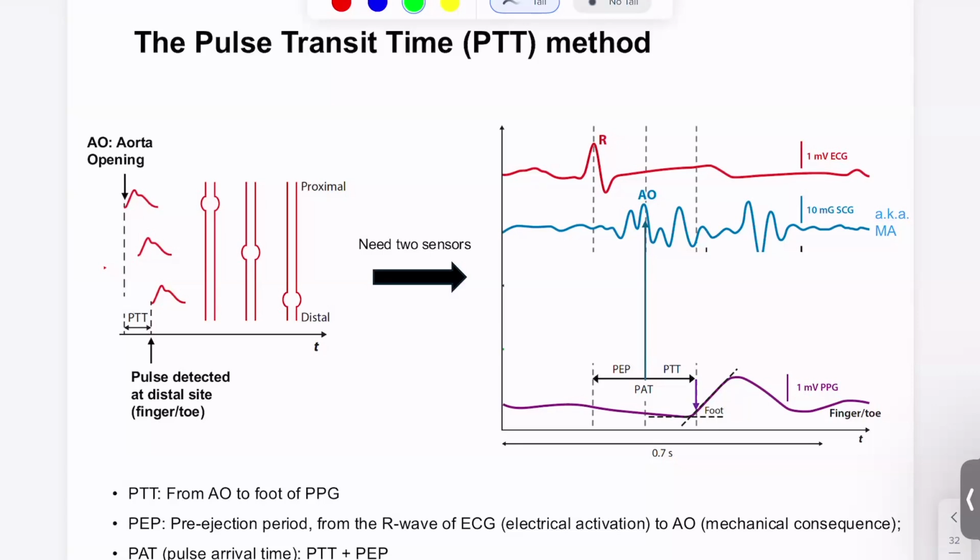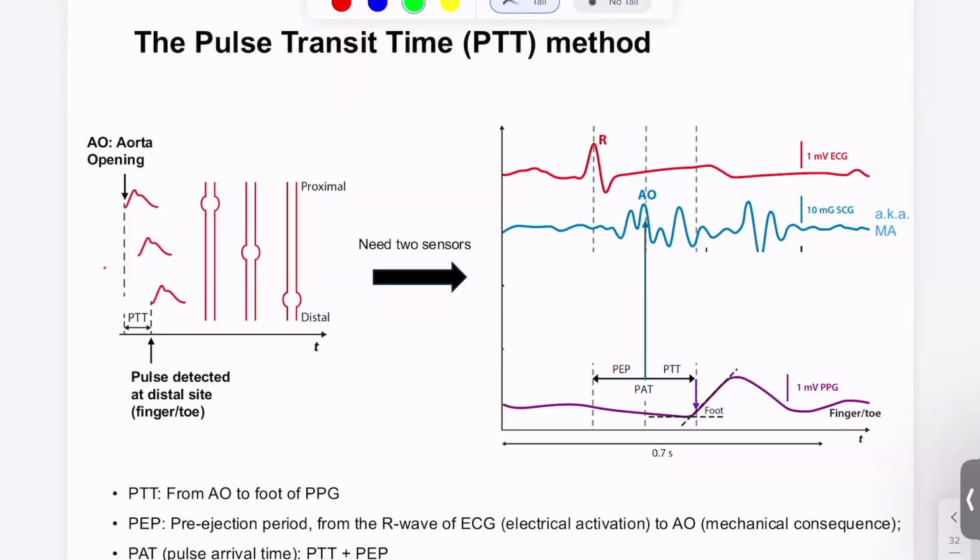But why does this work? So let's think about this. With high blood pressure, does the blood flow fast or slow? High blood pressure means fast. So that means PTT, pulse transit time, is lower, right? So that's kind of the intuition here.